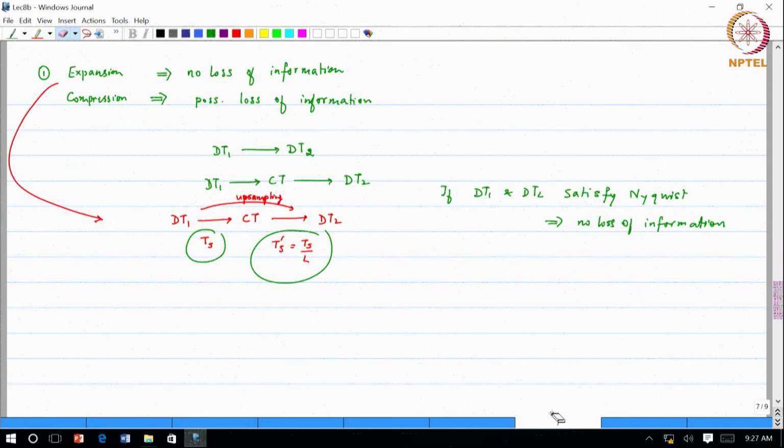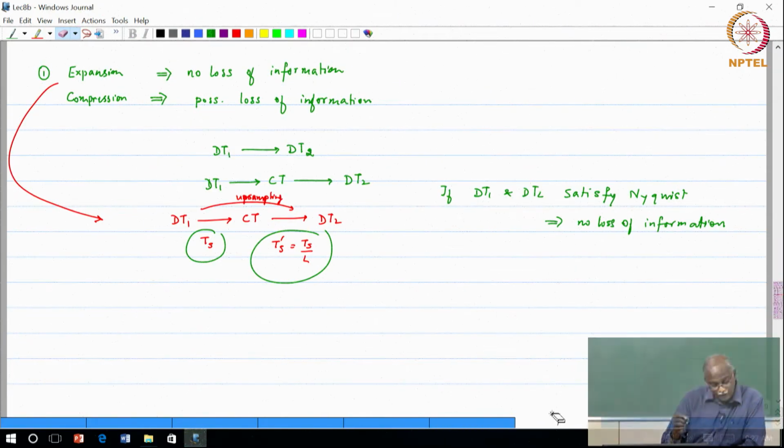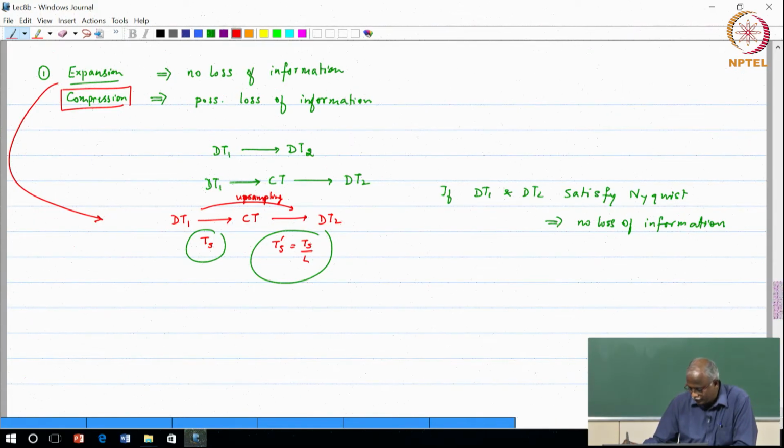Okay, so we now move to the downsampling part. We have already looked at the expansion, the case where we have upsampled. The second case, which we mentioned yesterday, is that when I do sampling rate reduction, there is a possibility of loss of information. That is the one that we want to keep in mind, and that is what we are going to focus on in today's lecture.